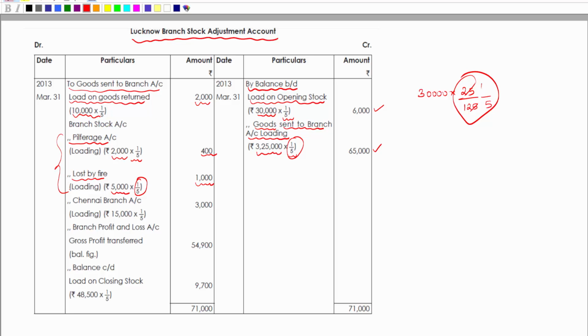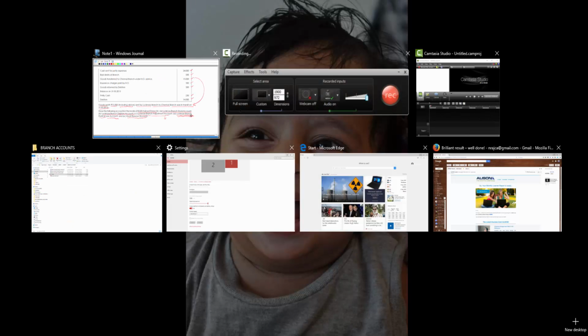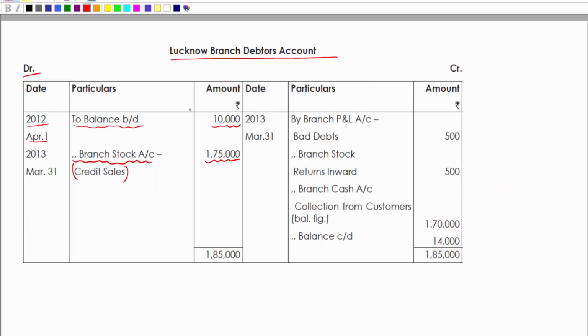But one thing we have to keep in mind, for these two items, what we have done is we have removed the profit, but there is a loss, and that loss has to be factored in. That is, this pilferage 2,000, of which 400 is the profit element. It means the actual loss is 1,600. That should actually go to branch P&L. Do we have branch P&L? Should we prepare branch P&L account? Yes, the question says we should prepare Lucknow branch P&L account. It means let us go to branch P&L account.